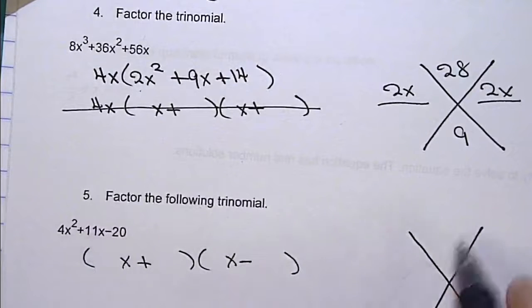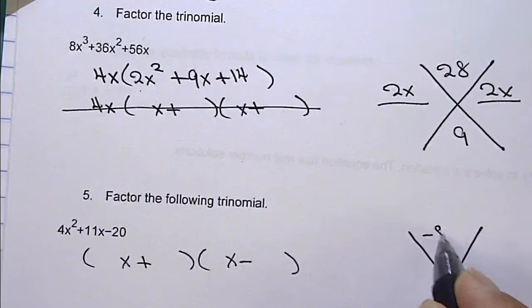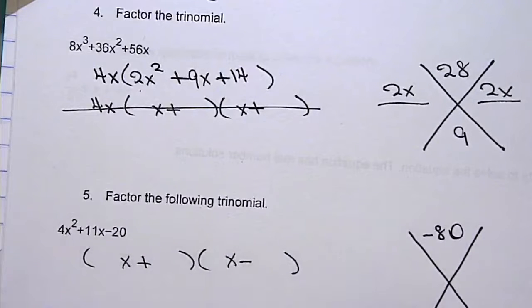4 times negative 20 is the top. A times c gives me a negative 80 up here. The middle term is 11. And what do I put here? Well, I put the x, but I also use the coefficient of that a term, which is a 4, right?